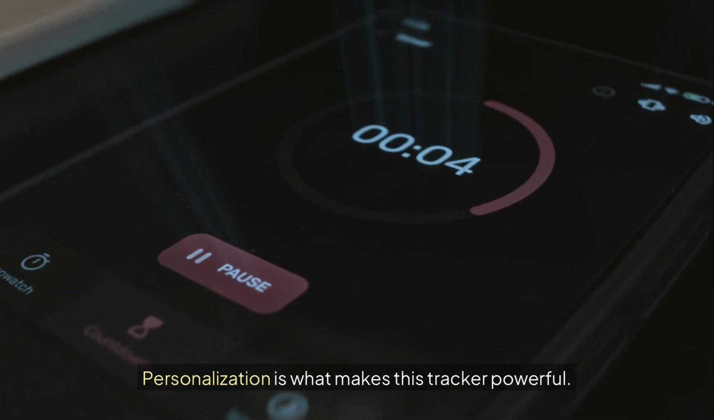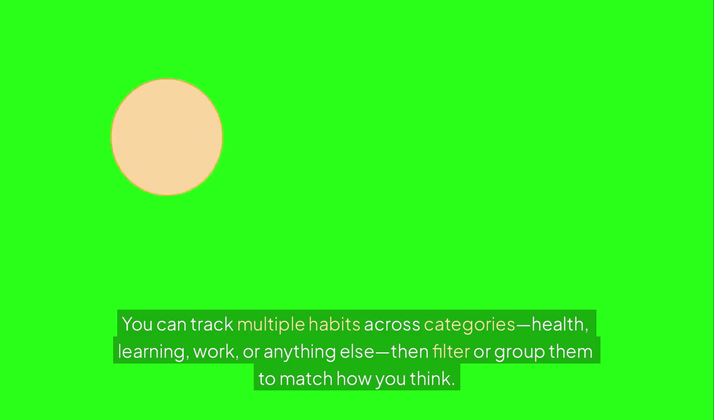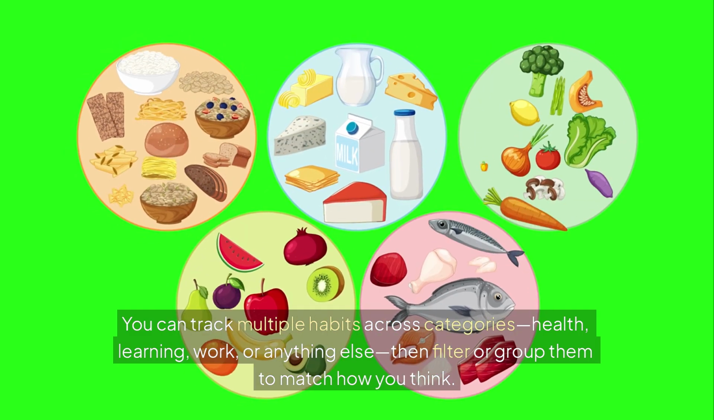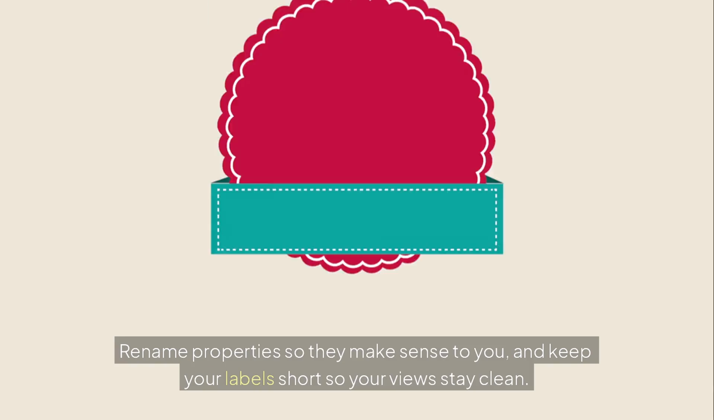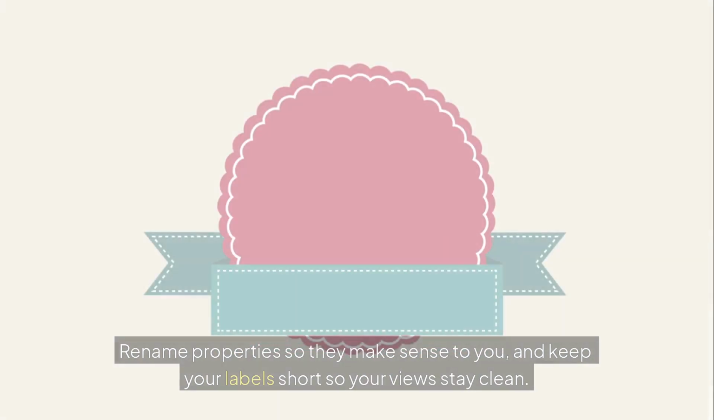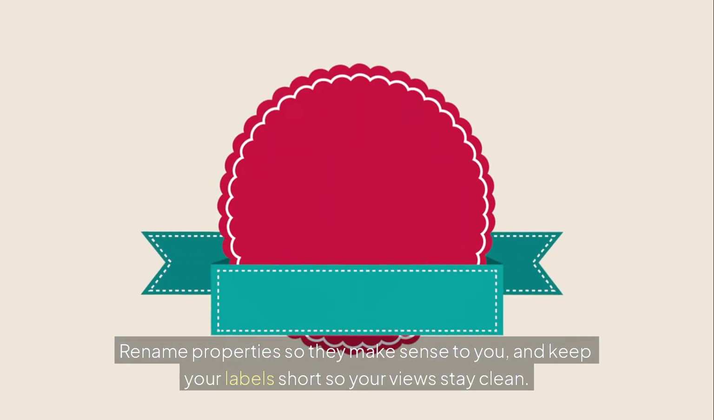Personalization is what makes this tracker powerful. You can track multiple habits across categories, health, learning, work, or anything else, then filter or group them to match how you think. Rename properties so they make sense to you, and keep your labels short so your views stay clean.